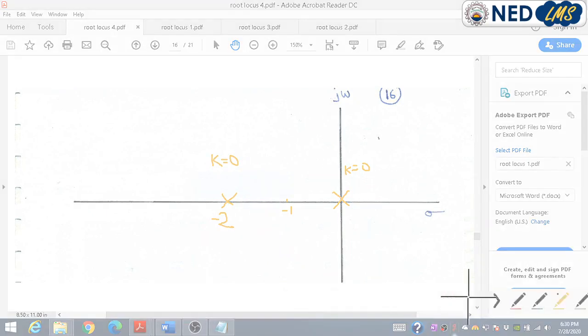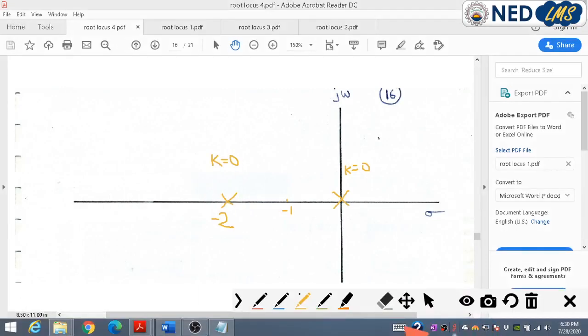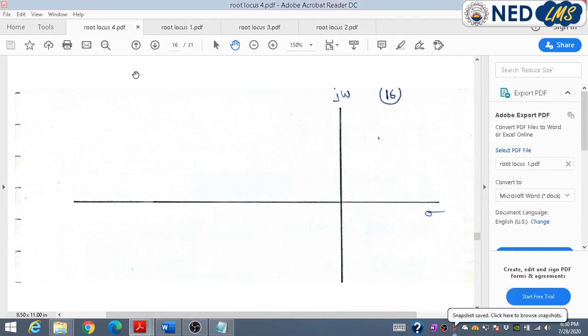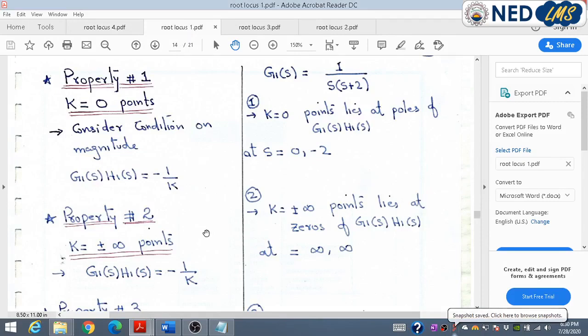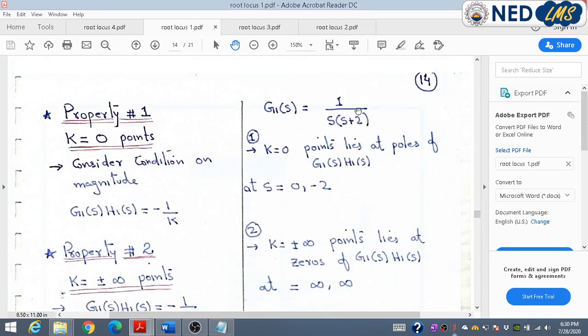Now I am going to save this image for further use. Okay, now comes property number 2. Property number 2 discusses the k equal to plus minus infinity points, and these points are the system zeros, and we have no finite zero in our case.